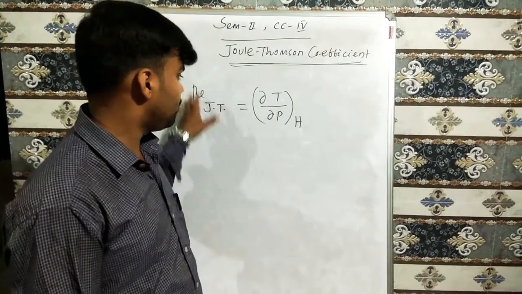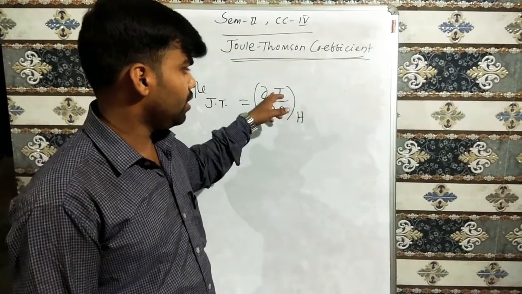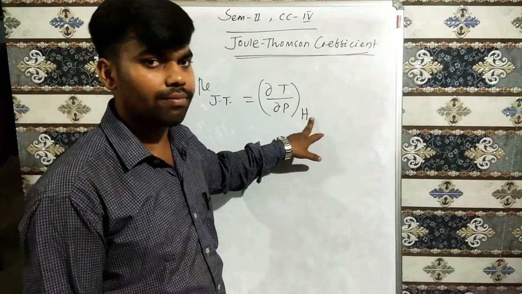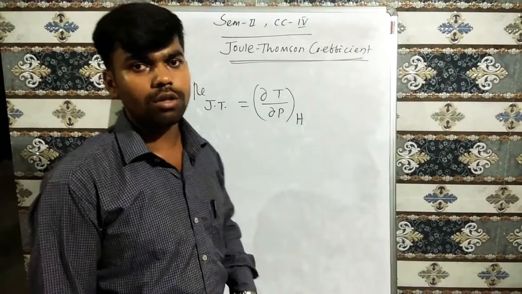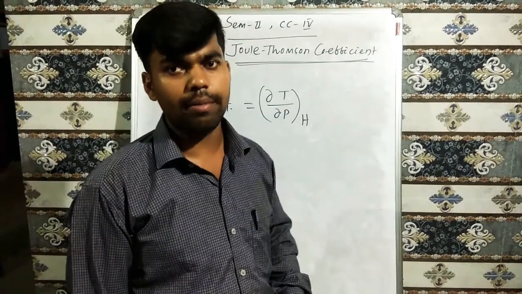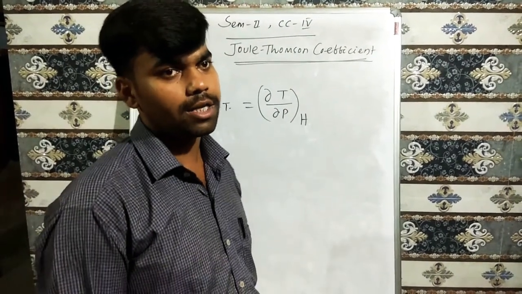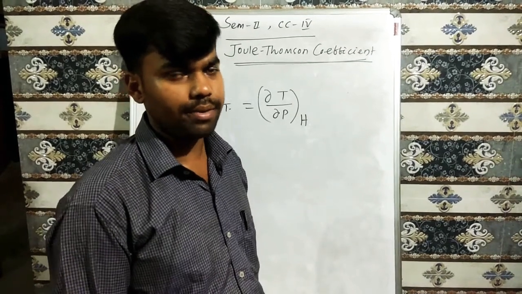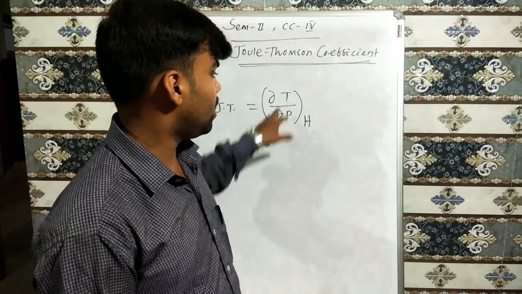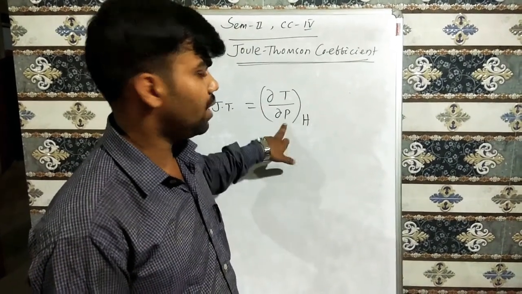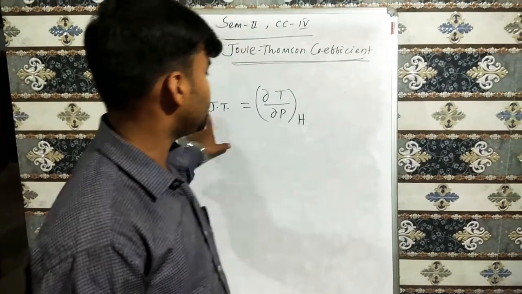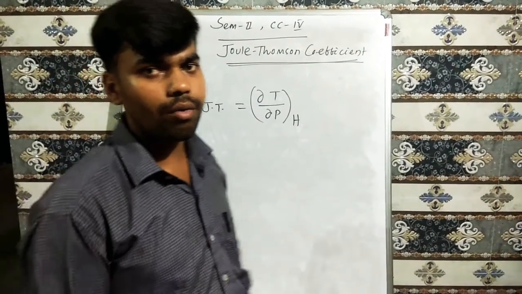Mu J(T) is equal to the change in temperature with respect to the change in pressure at constant enthalpy during the Joule-Thomson expansion. That means in this process under adiabatic condition, when a gas expands from higher pressure to lower pressure, the rate of change of temperature with respect to pressure at constant enthalpy is called the Joule-Thomson coefficient.